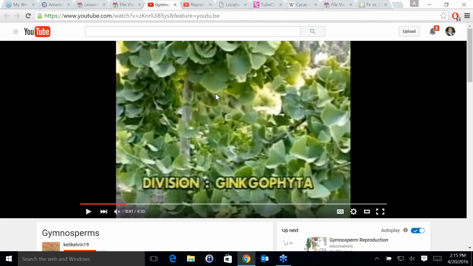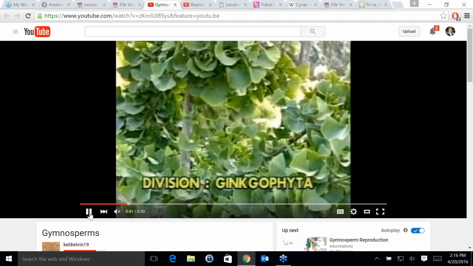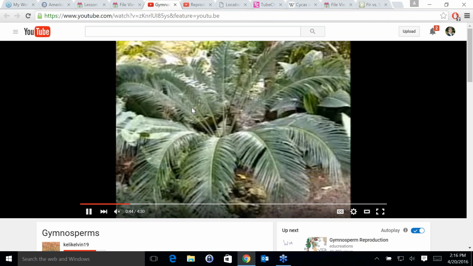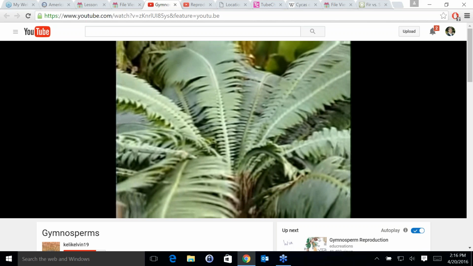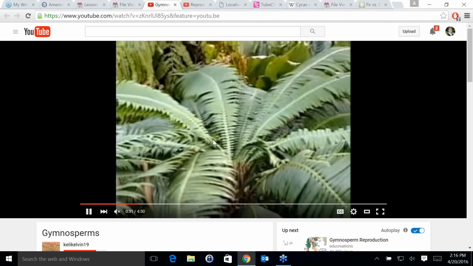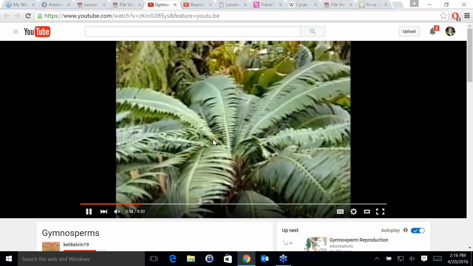The ginkgo biloba tree is also a gymnosperm, but this one is very different because the leaves are round. They are not like the conifers that have spiky leaves. It does not flower, but it looks kind of like a flowering tree. And this whole division of plants has only one species, the ginkgo biloba. Okay, the cycads have several different species.